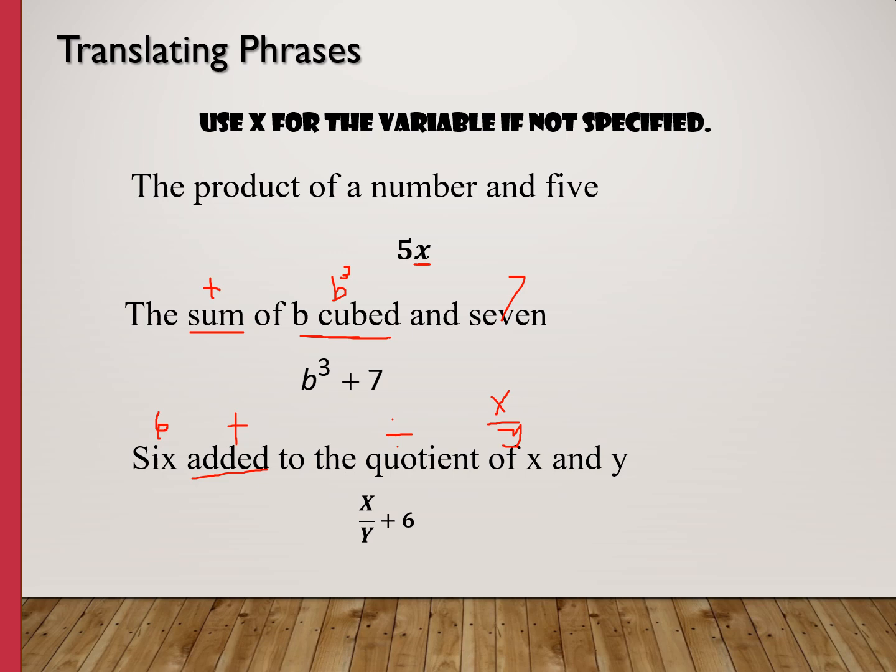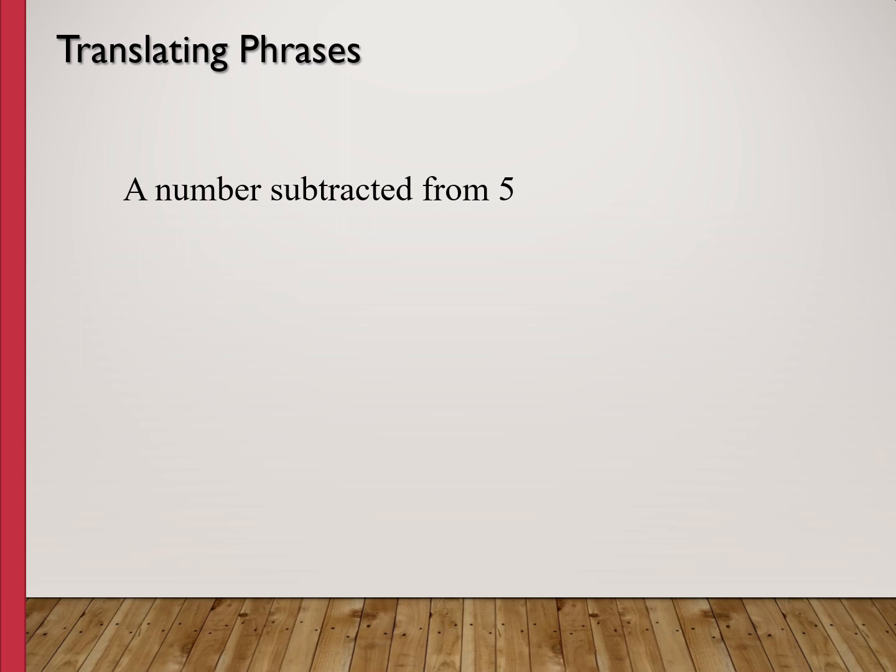So, i-add ninyo si 6, saan daw natin i-add? Doon sa quotient. So, quotient meaning yung answer ng division. So, x over y plus 6. Ano po? So, isa-isahin nyo lang siya. Then, you have to analyze. Next, a number subtracted from 5. Since this is subtraction, subtracted is, so subtraction siya. Yung number daw, sinubtract natin sa 5.